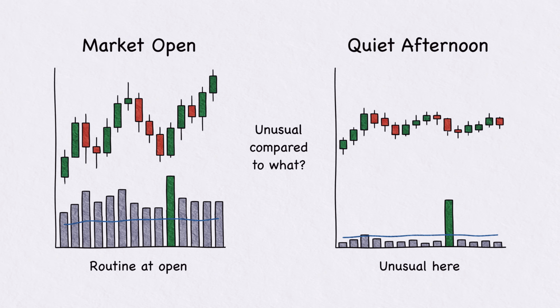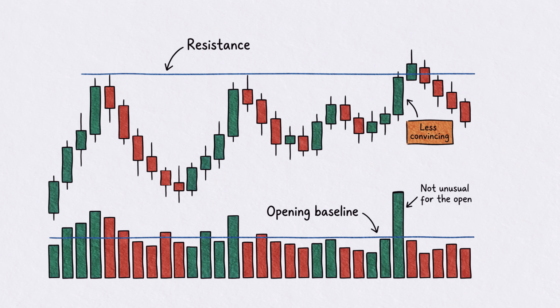So instead of asking, is volume high, ask, is this volume unusual compared to its recent average? That is relative volume. You are comparing the current bar to what is normal for this asset, this time frame, and this part of the session. This one check alone would have changed the opening scenario. If the trader in the opening had noticed that the volume spike was not unusual for the opening session, that it happens every morning at that level, the breakout would have looked less convincing.